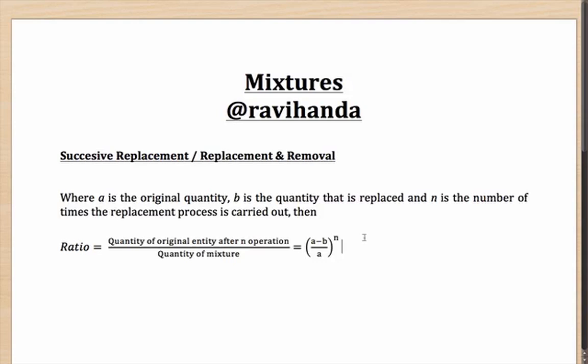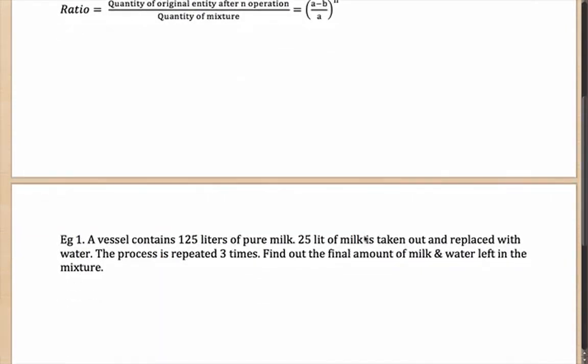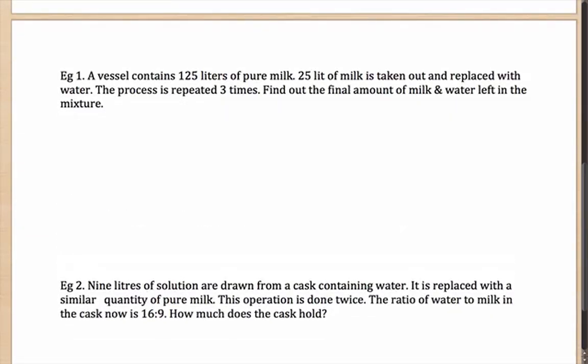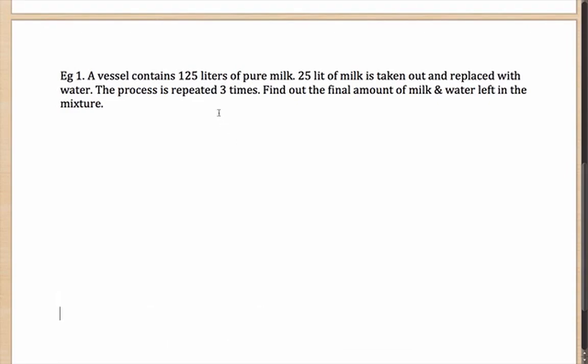Let us look at an example which might clarify things. Say you have a vessel which contains 125 liters of pure milk. 25 liters of milk is taken out and replaced with water. The process is repeated 3 times. Find out the final amount of milk and water left in the mixture. So initially the original quantity, which in the formula was A, is 125 liters. How much are you replacing every time? 25 liters. And how many times is the process happening? The process is happening 3 times.